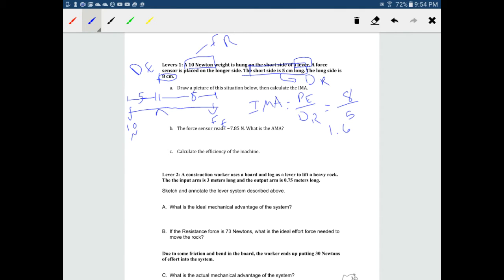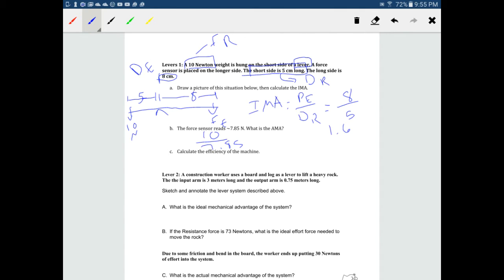What is the AMA? Okay, so we know what our FR is, and now it's saying our force sensor reads that. So that must be our actual effort force. So we're going to do 10 divided by 7.85. Pardon me while I type this into the calculator. It's a little bit too late to be doing a lot of mental math. 10 divided by 7.85.